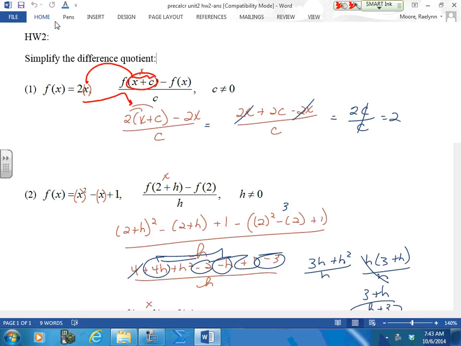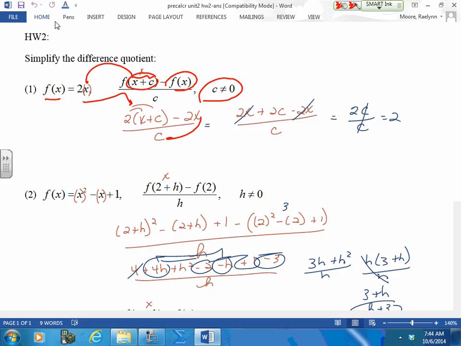Just replace it. Minus, bring down your minus sign, and there's your function. There's your f at x. It's equal to 2x. This, I'm sorry, you should have been able to do this. Distribute, get rid of your like terms, combine, and then you should be able to cancel out the c. Your goal is to get rid of that denominator, eliminate that denominator.